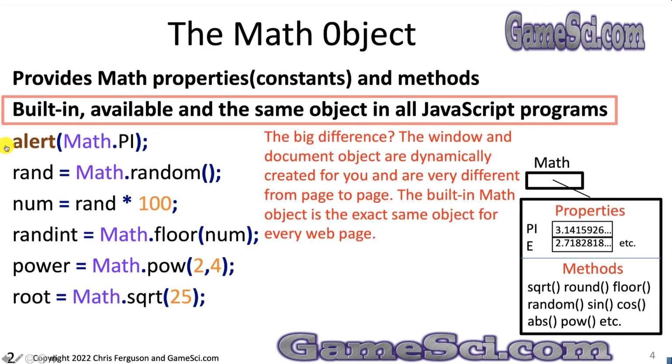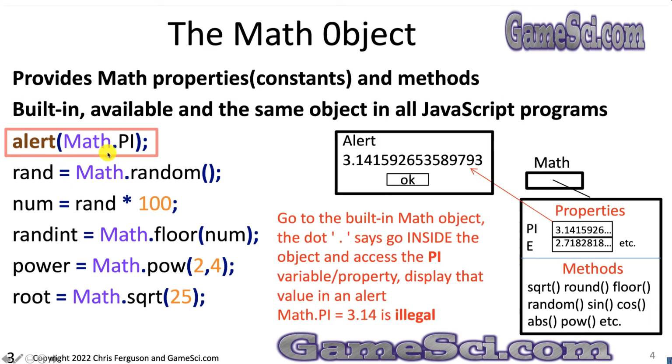The window and the document objects reflect the page they are displaying. The built-in math object doesn't change from page to page. It's the exact same object for every web page. So it's the same math object for my web page as your web page as ESPN's web page. The math object does not change from page to page. It just provides math-related functionality to everybody's web page.